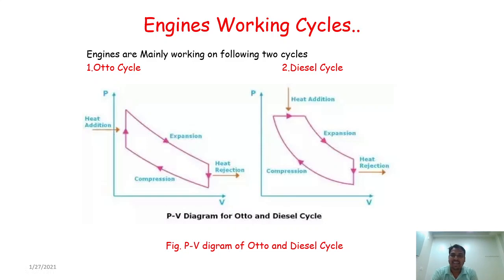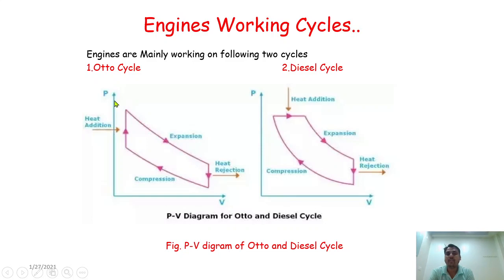Unless and until we understand this Otto cycle, we can't proceed to understand the working of the 4-stroke engine or the 2-stroke engine itself. So we are concentrating on the Otto cycle in this lecture, and in the next lecture we will concentrate on the diesel cycle. Here we have the Otto cycle's PV diagram.